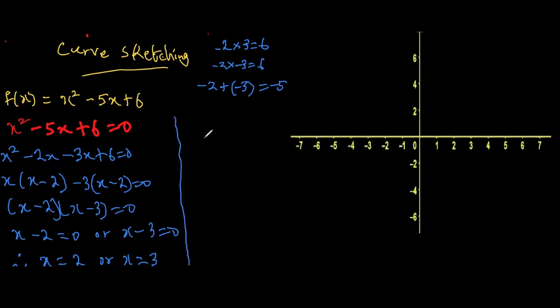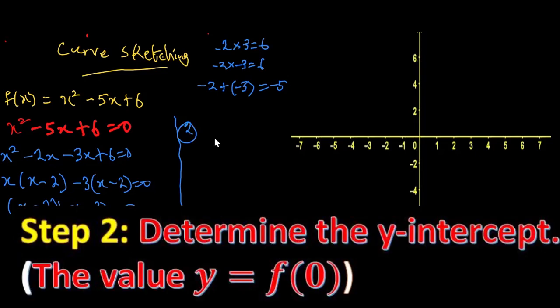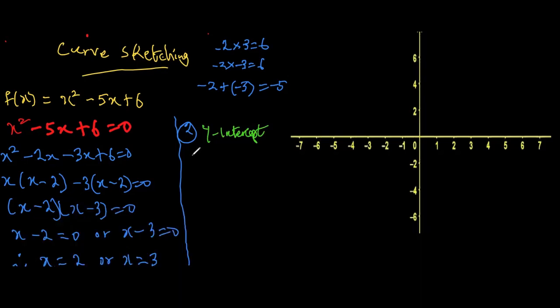Now, after that, we are going to determine the y-intercept. That is step 2. We are going to find out what is the y-intercept. So we go on to find the y-intercept. And this happens when x is 0. So we are going to look for f of 0. That gives us 6.